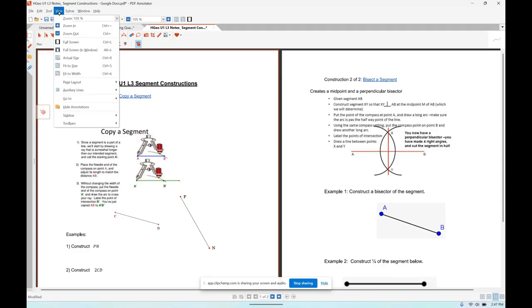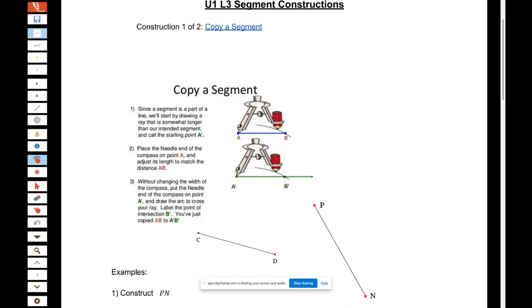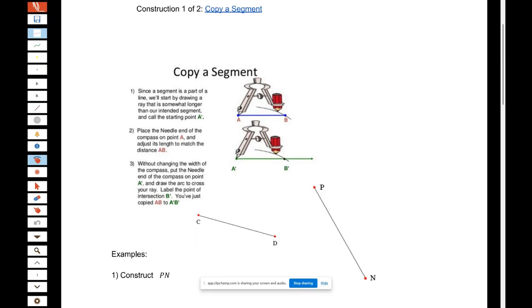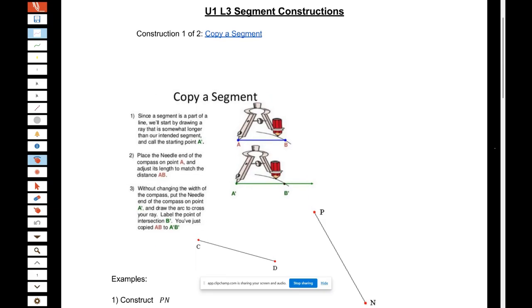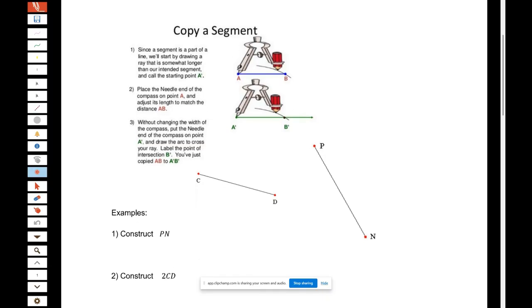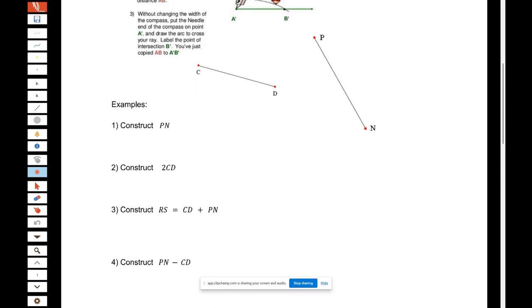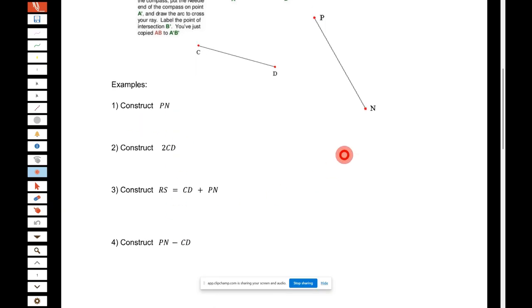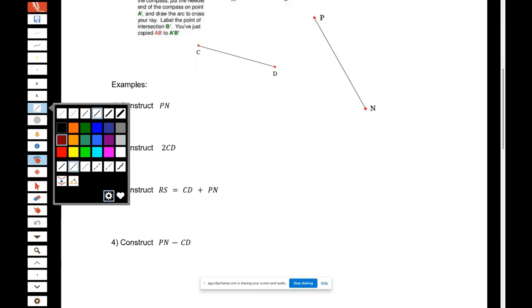All right, welcome to this video on segment constructions, lesson 3 of our first unit of the year. I do have a link to a video on YouTube about copying a segment, just made by some random person. There's written instructions here, but I'm going to go through it as best as I can using this little PDF annotator. I don't really have a compass tool on here, so I'm going to be sketching the arc marks that you will be making with your compass. But this will still be good reinforcement for what we learned in class.